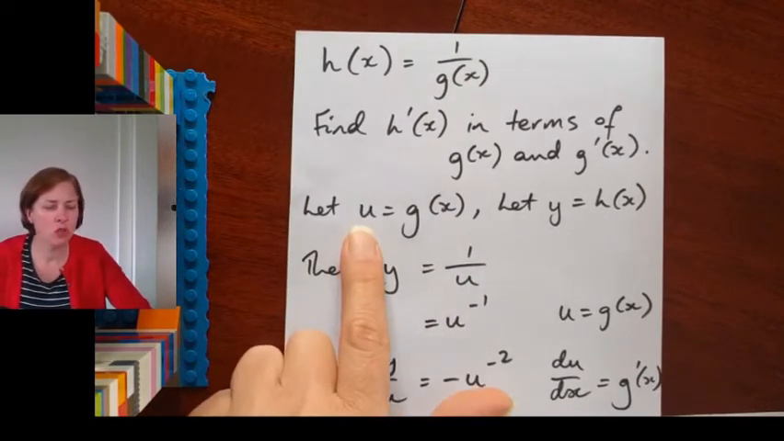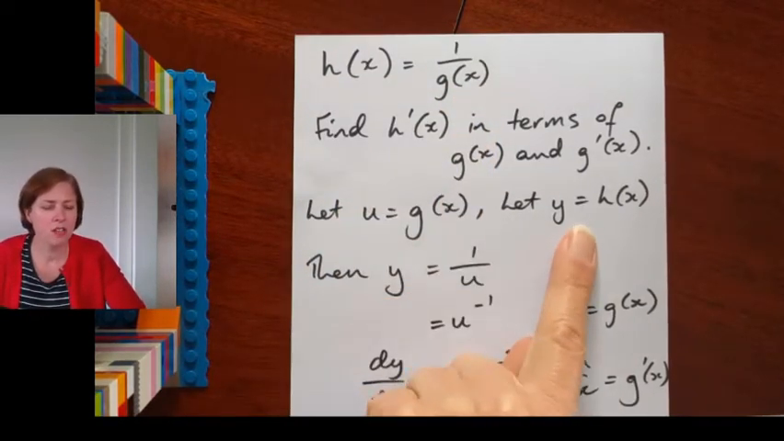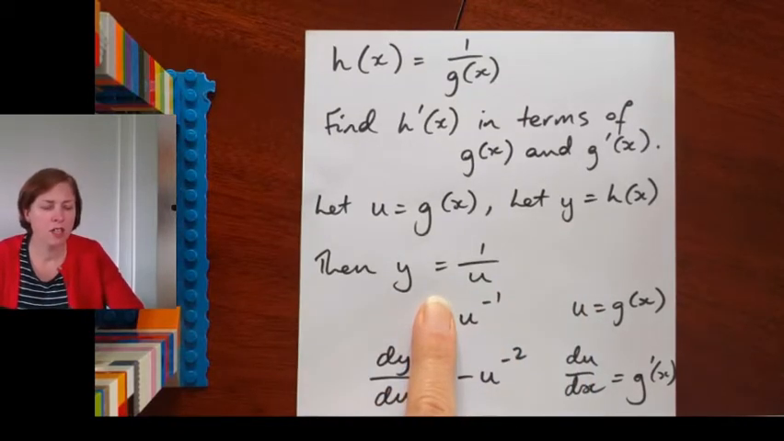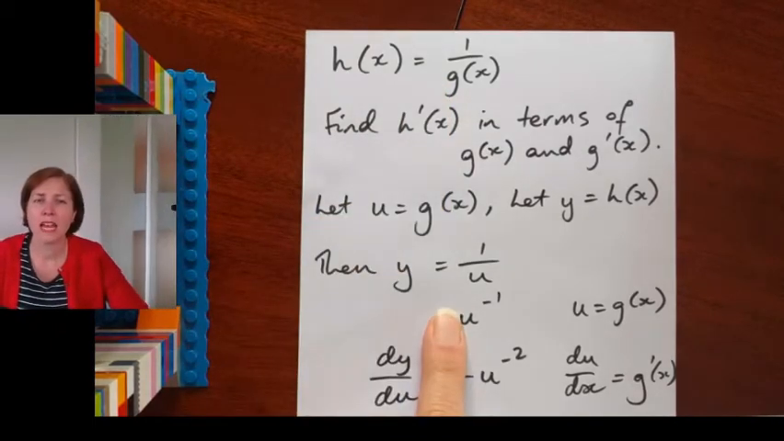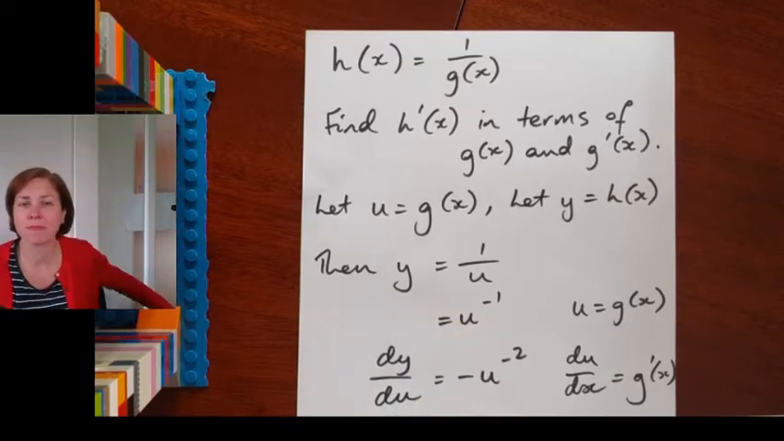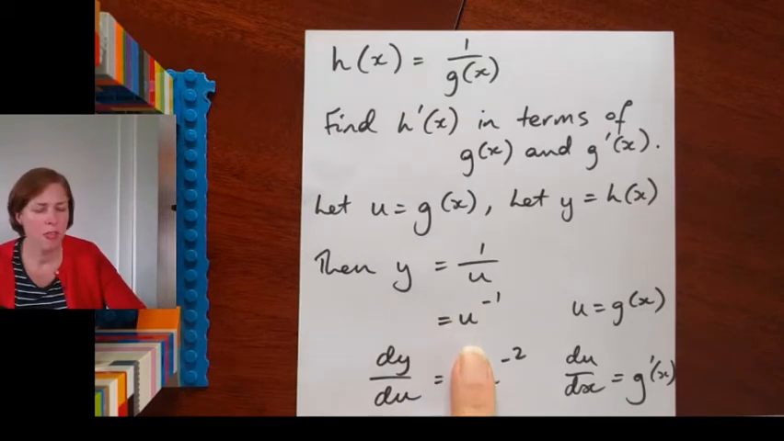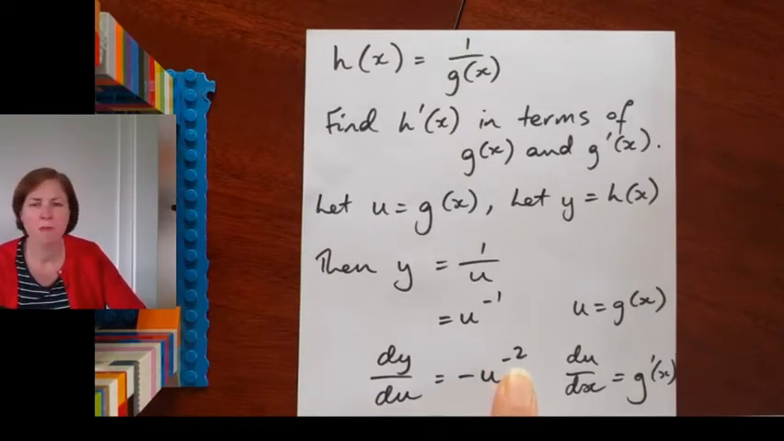So I'm defining u as g of x, that's my denominator. Then if I let y equal h of x, I can rewrite h of x equals 1 over g of x as y equals 1 over u. And now it looks like something familiar, okay? So what I've got, y equals 1 over u. I rewrite that as u to the power of negative 1, and I can then find dy du, which is negative of u to the power of negative 2.